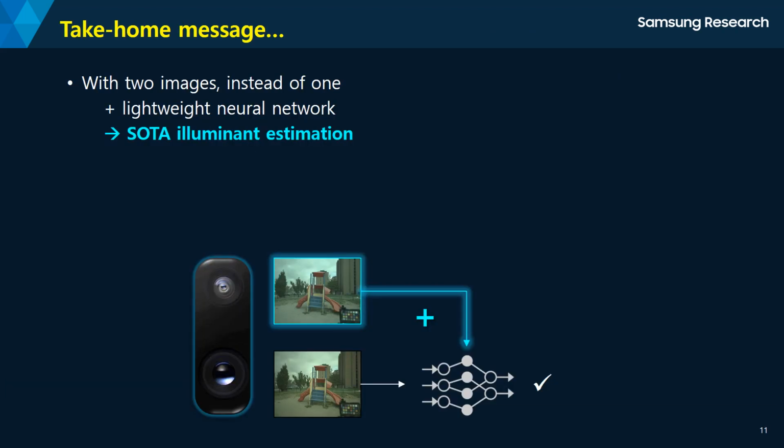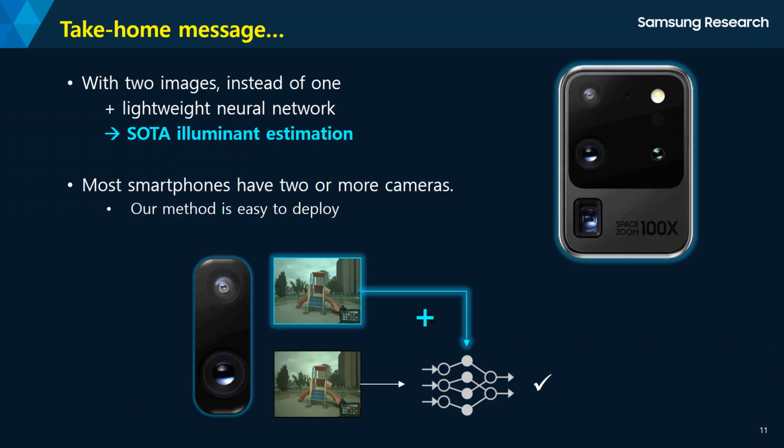So the take-home message is that using two images instead of one allows us to achieve state-of-the-art performance in illuminant estimation with an extremely lightweight neural network. Most smartphones nowadays have two or more cameras, which makes our method easy to deploy.